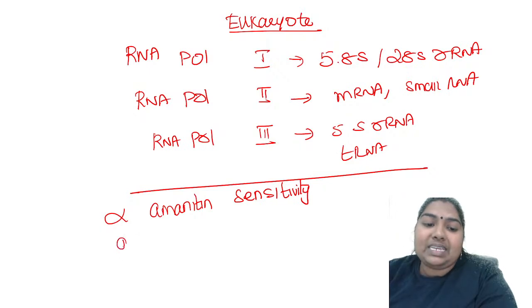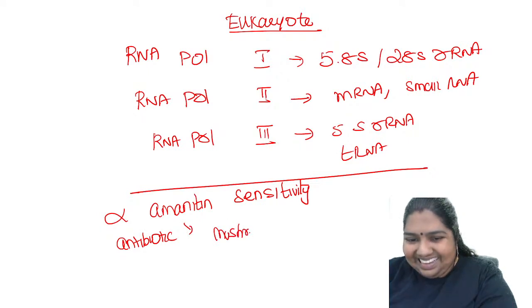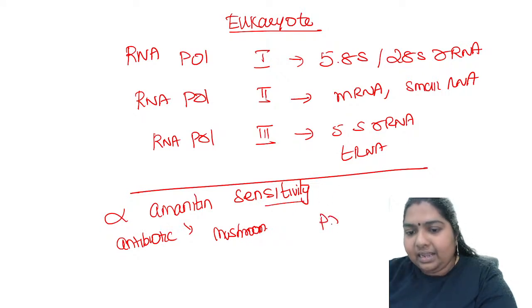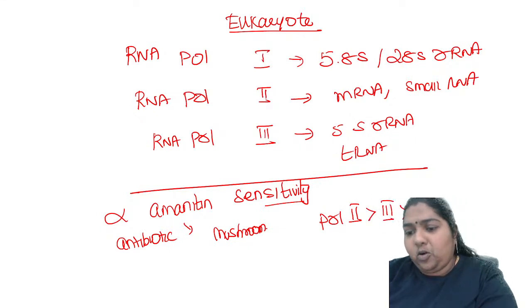This is going to be an antibiotic. This antibiotic is isolated from a mushroom. This is showing the sensitivity, and it is in this order: Pol 2 will show greater sensitivity, then Pol 3, and finally Pol 1. Pol 1 is least sensitive to alpha amanitin.